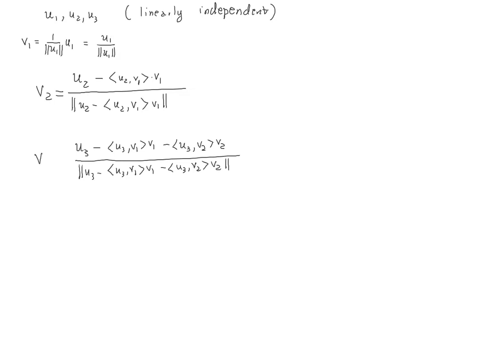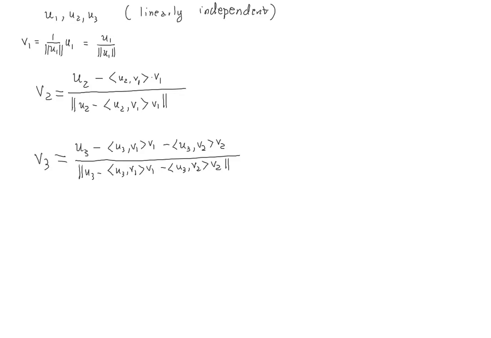And that's V3. And this is where I told you that if somebody gives you, by accident, linearly dependent vectors, one of these denominators that you're going to get is going to be zero, and you're not going to be able to complete the normalization. Okay, and that's it. That's your Gram-Schmidt method.